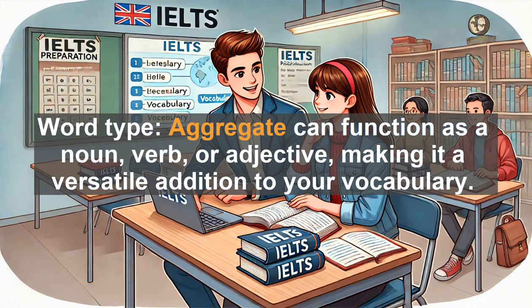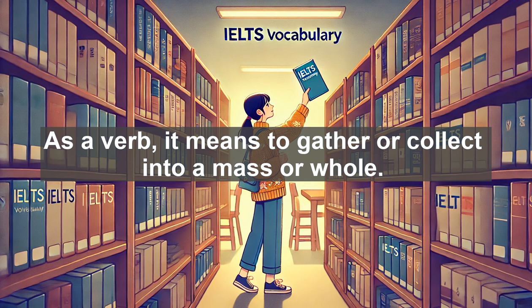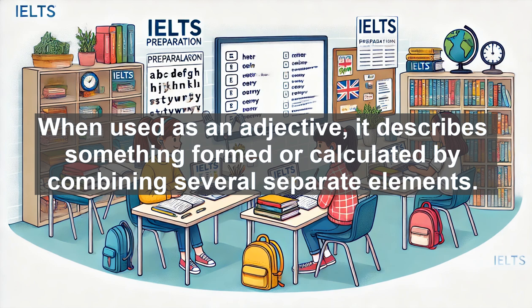Word type. Aggregate can function as a noun, verb, or adjective, making it a versatile addition to your vocabulary. Meaning. As a noun, aggregate refers to a total amount or sum formed by smaller amounts that are collected together. As a verb, it means to gather or collect into a mass or whole. When used as an adjective, it describes something formed or calculated by combining several separate elements.